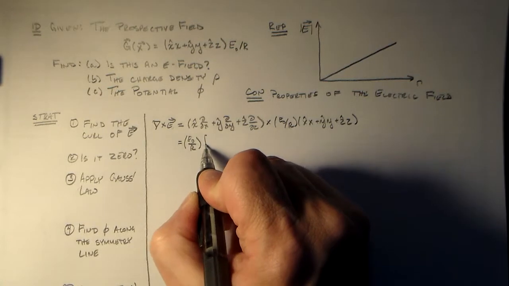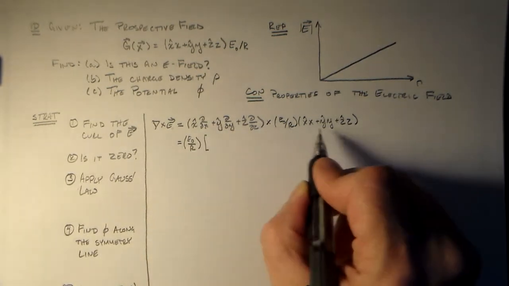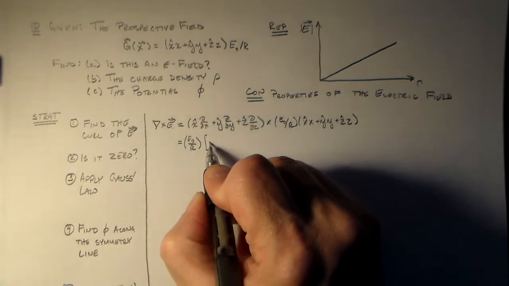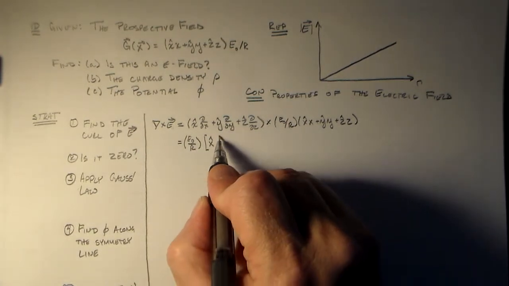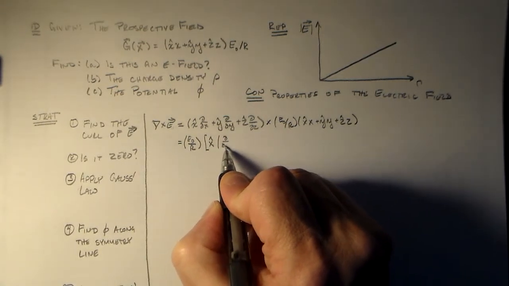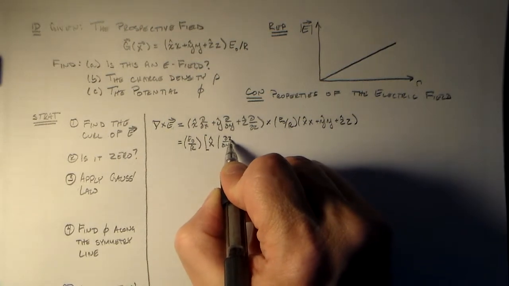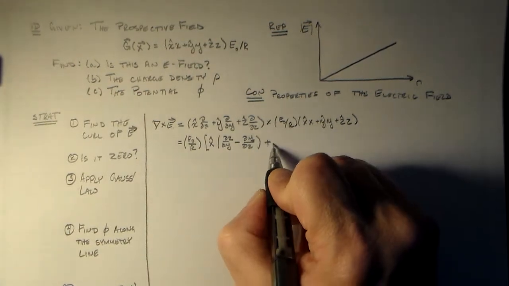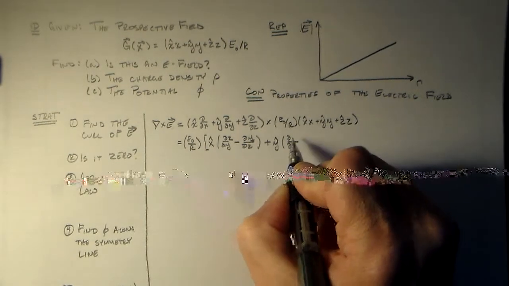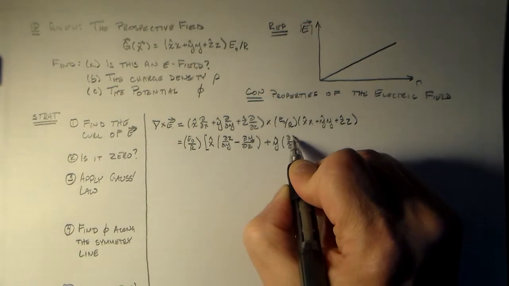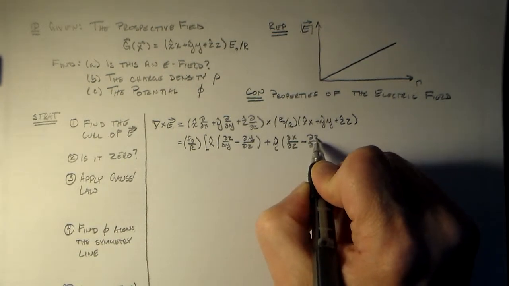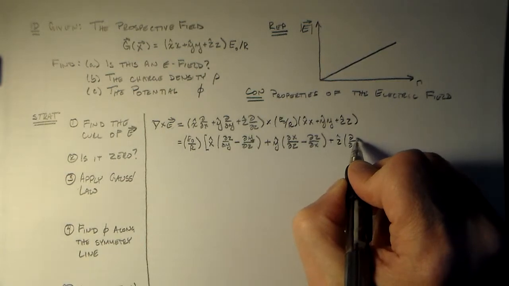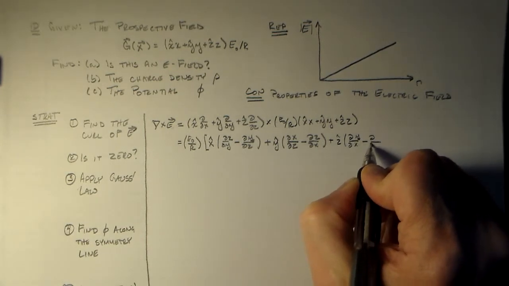Now we get to take the curl of the derivatives and the radius vector. This is probably something we've already done, but let's go ahead and do it again. So the curl is x d/dy of z minus d/dz of y, plus y d/dz of x minus d/dx of z, plus z d/dx of y minus d/dy of x.